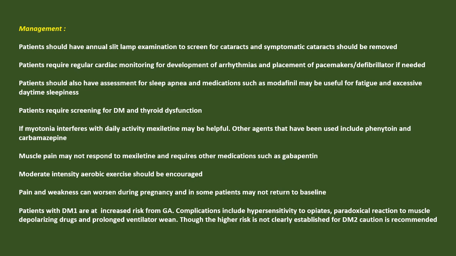If myotonia interferes with daily activity, mexiletine may be helpful. Other agents that have been used include phenytoin and carbamazepine. Muscle pain may not respond to mexiletine and may require other medications such as gabapentin. Moderate intensity aerobic exercise should be encouraged. Pain and weakness can worsen during pregnancy, and in some patients the symptoms may not return to baseline.